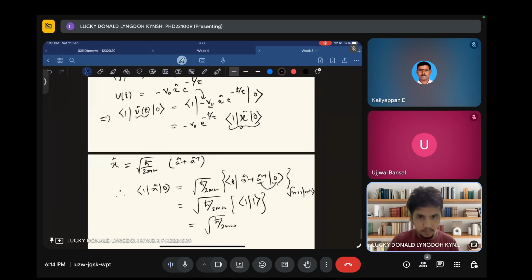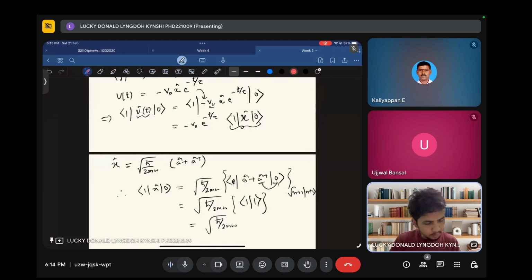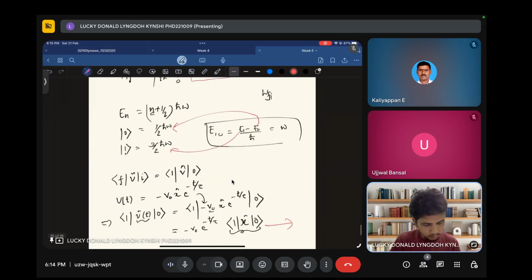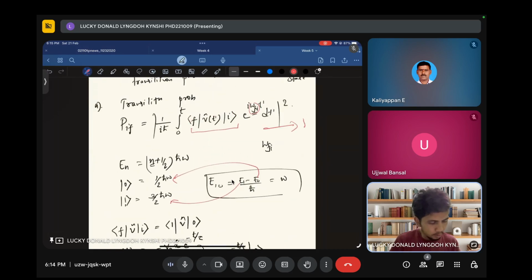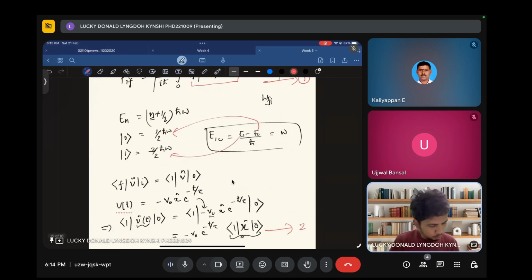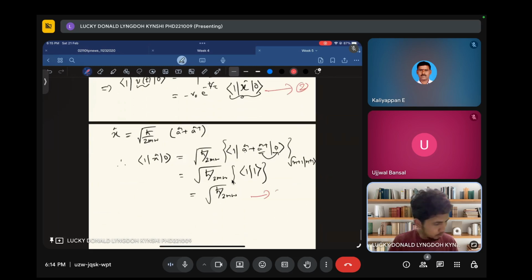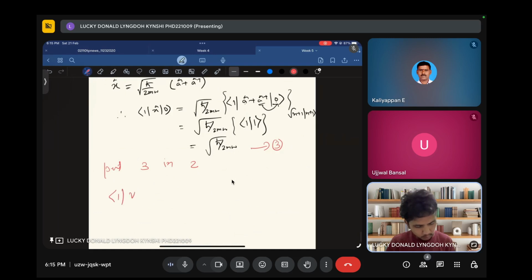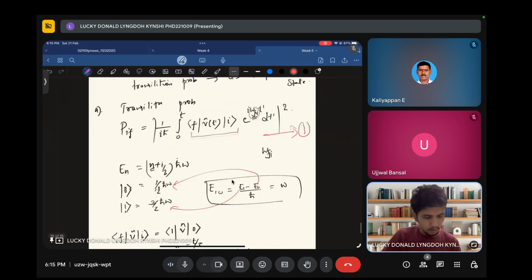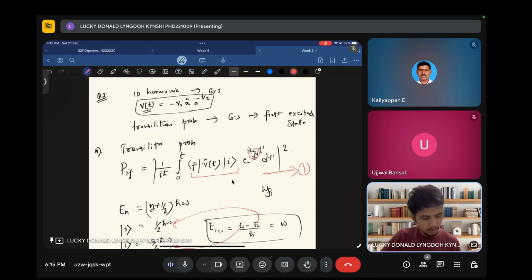That means if I zoom out, you are trying to solve this equation. Let me just remind you of this equation. Let me take this as equation 1, this as equation number 2, and this as equation number 3. So you put 3 in 2, and you will get ⟨1|V̂(t)|0⟩ is minus V0 e to the power minus t by τ, and you substitute the square root of ħ by 2mω. Now this term is also done, so ω is done. This first term is also done.